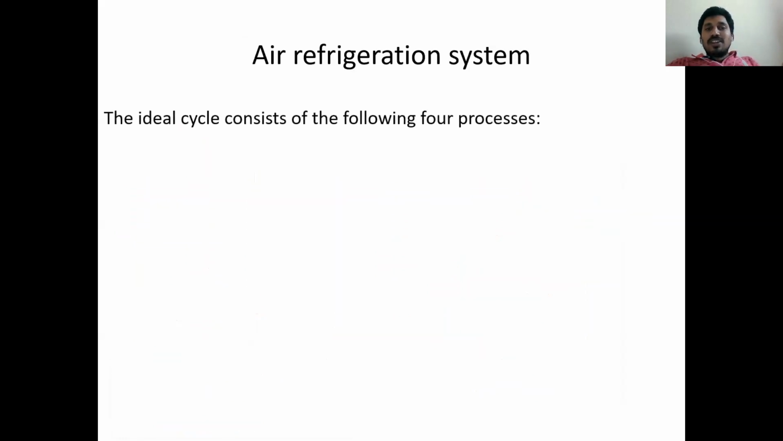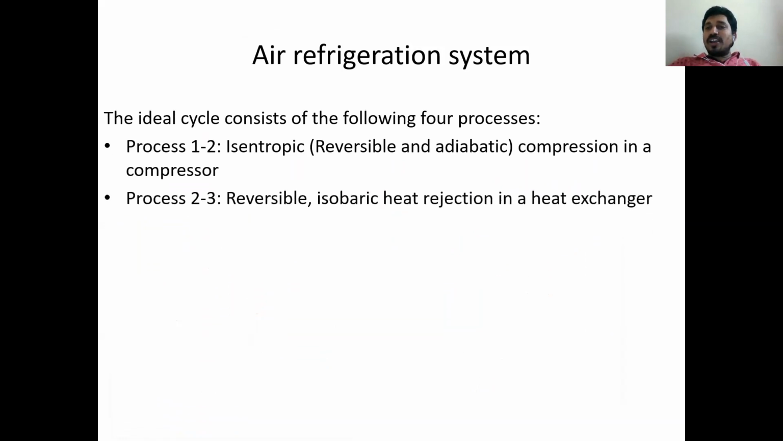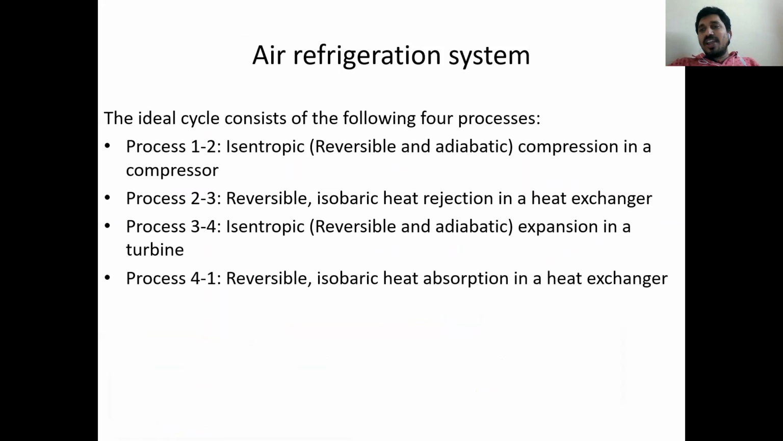Now, what are the processes involved in the reversed Brayton cycle? Already I told you four processes. Process 1-2 is isentropic compression. Process 2-3 is isobaric heat rejection. Process 3-4 is isentropic expansion. Process 4-1 is isobaric heat addition or heat absorption. So these are the different processes involved in the reversed Brayton cycle.